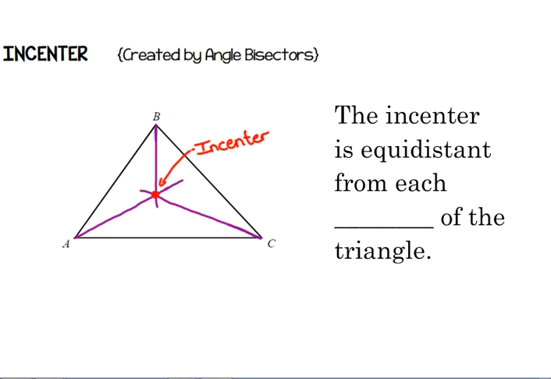Here's your property about your in-center. Your in-center is equidistant from each side of the triangle, and the way that I remember that is side has an I in it. So in-center starts with an I, side has an I in it. That's how I remember which one goes with which.